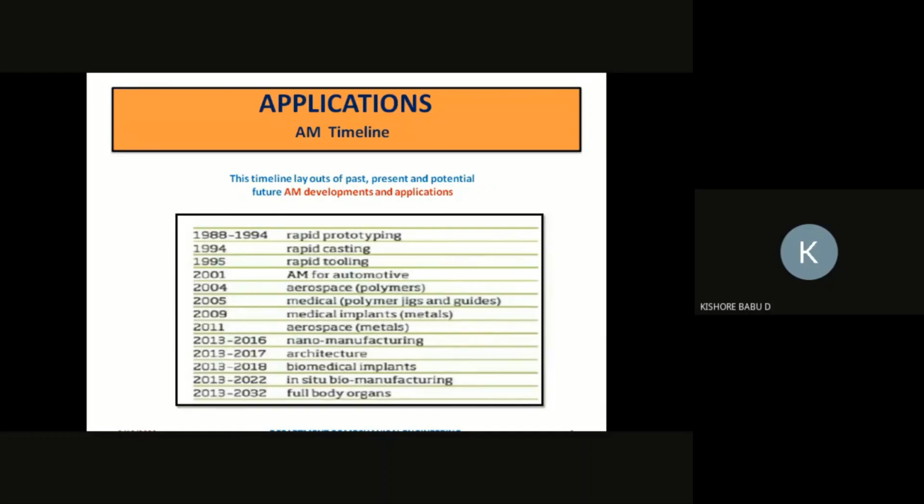And finally we get the applications of additive manufacturing. Additive manufacturing has applications in biomedical implants, architecture, nano manufacturing, automotive industries, aerospace polymers, rapid tooling and casting, and aircraft.